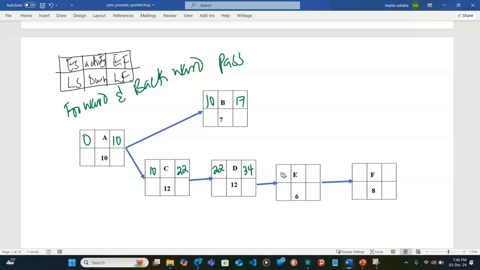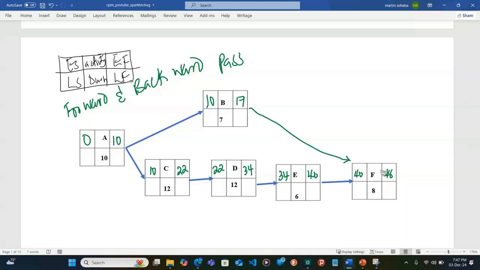Then this gives us the earliest start time, and that is 34. Plus this, it will give us 60. Then finally, the earliest start time here will be 40, which is the earliest finish time for this activity. We add, and here we get 48. So we get 48. Remember, since F is the final activity or the final node, we can bring B here so that we bring it to the end.